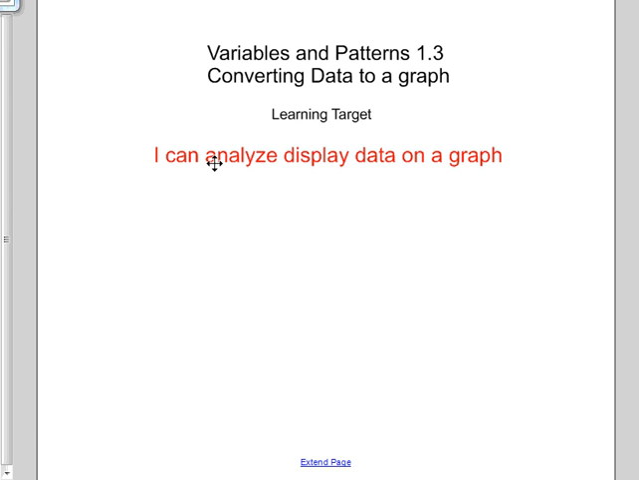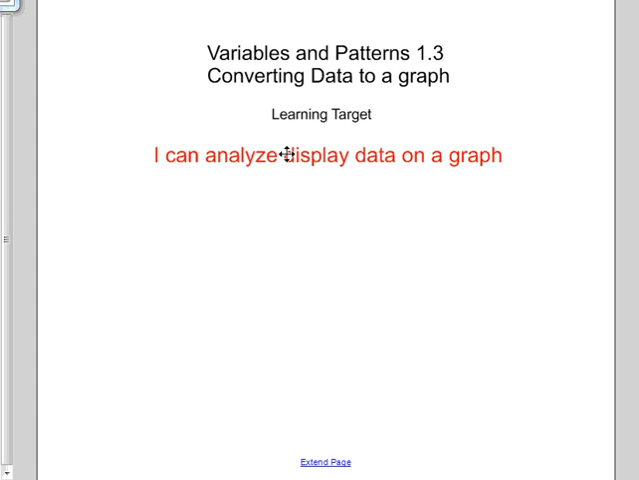Schaefer, and we are flipping this variables and patterns 1.3, converting data to a graph. Now, this is something that you've done already back in 1.2, but we're using different data, and this time we're going to analyze it and get a really good grasp on the largest amount of distance where the group traveled, things like that. So, our I can statement, I can analyze and display data on a graph.